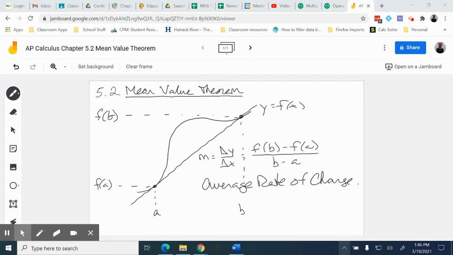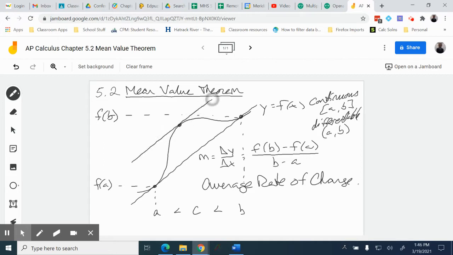The mean value theorem says that if f of x is continuous on the closed interval a b and differentiable on the open interval a b, then there is some value of c, and c has to be between a and b, such that the instantaneous rate of change at that point is equal to the average rate of change between a and b.